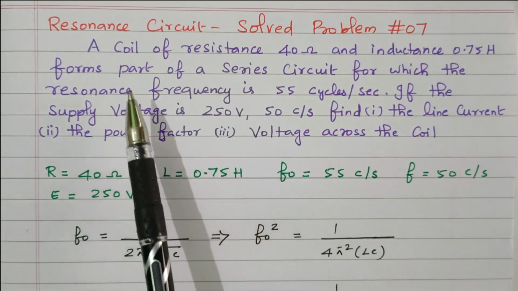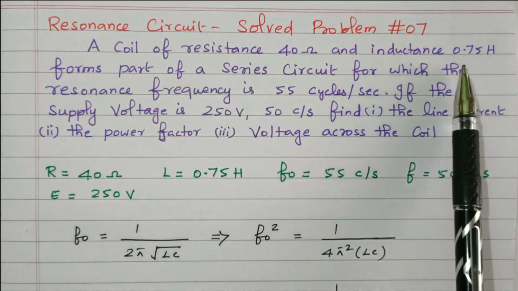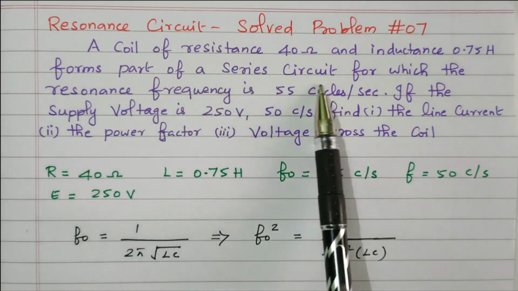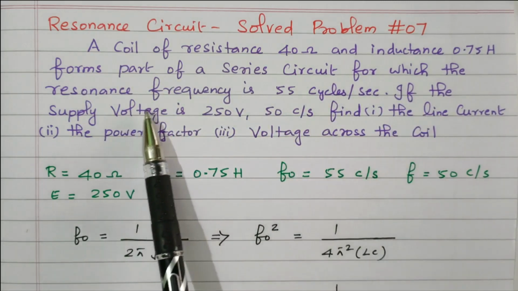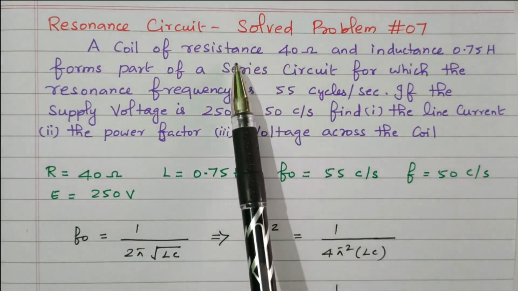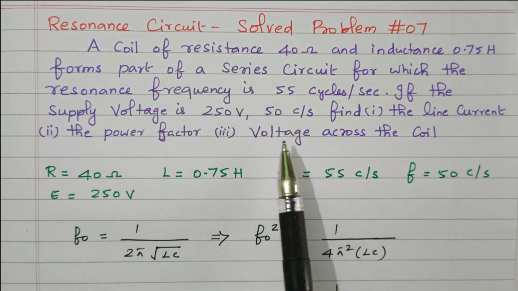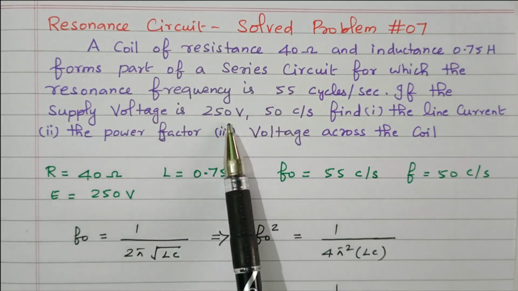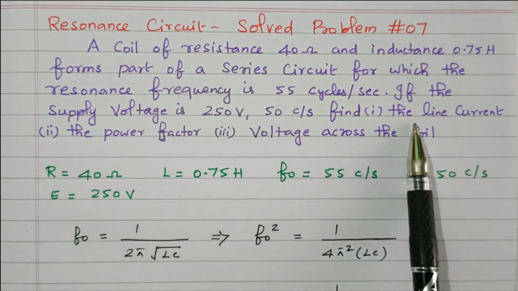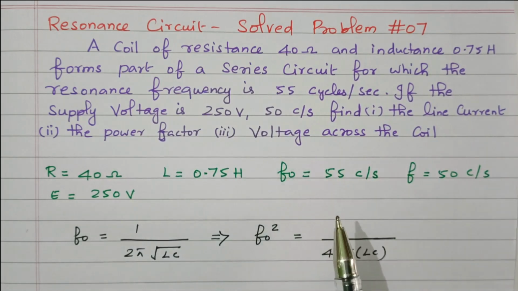Now we'll go to the statement. A coil of resistance 40 ohm and inductance 0.75 Henry form a part of a series circuit for which the resonant frequency is 55 cycles per second. R and L are connected in series. Further, the resonant frequency is given. If the supply voltage is 250 volts, 50 cycles per second, find the line current, power factor and voltage across the coil.